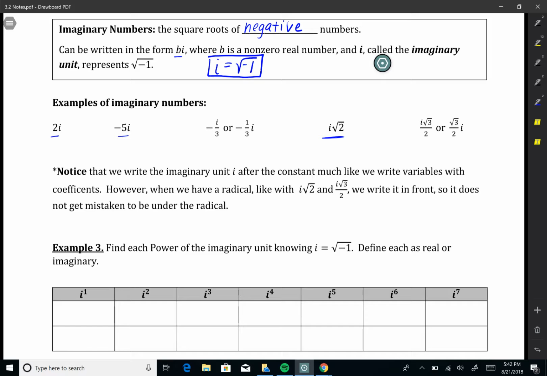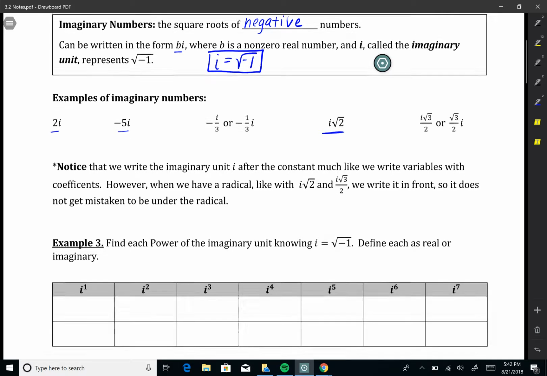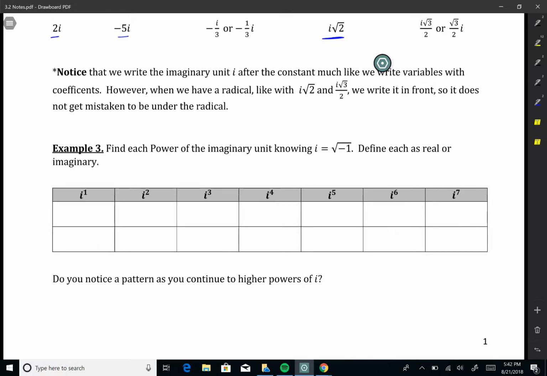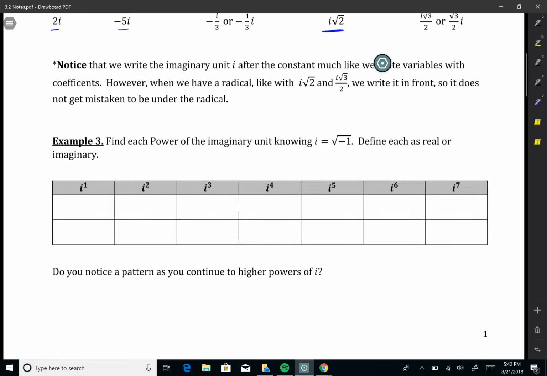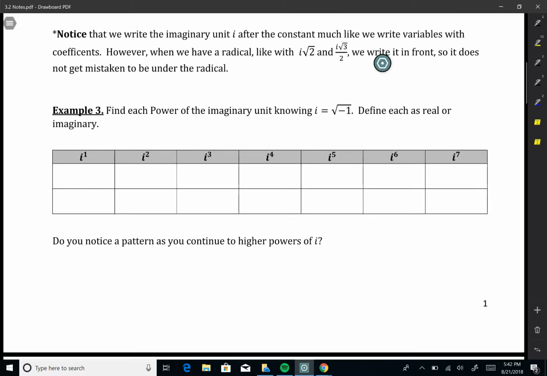Okay, let's look at 3. It says find each power of the imaginary unit i, knowing that i is the square root of negative 1. Define each as real or imaginary. So first of all, we have i to the first. That's just i, and that's obviously imaginary. Then we have i squared.